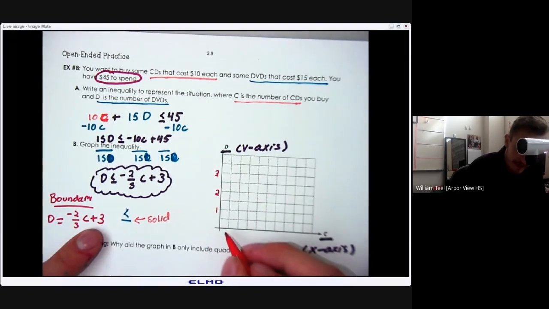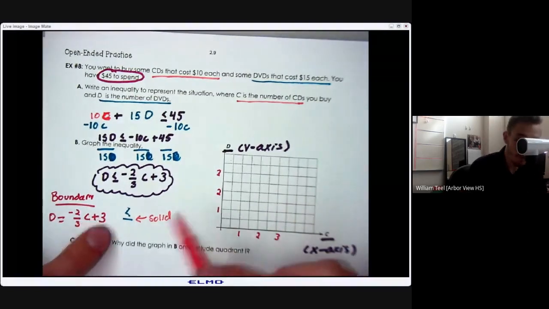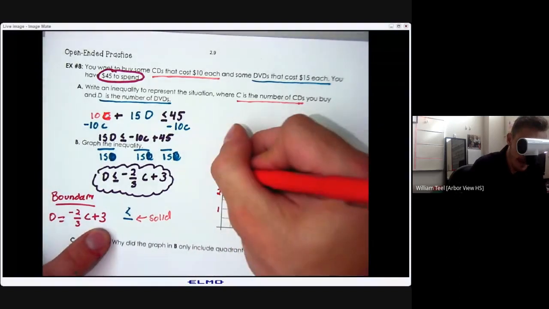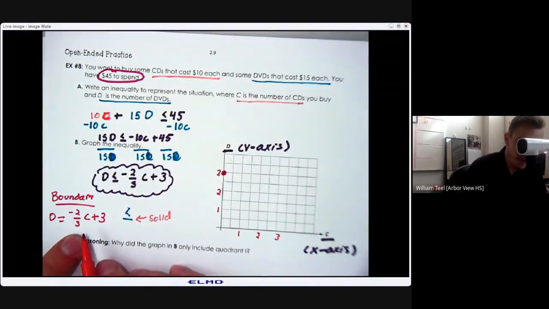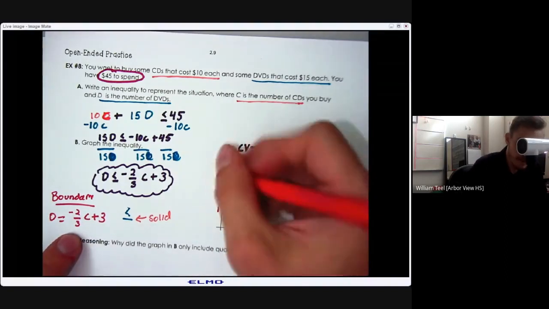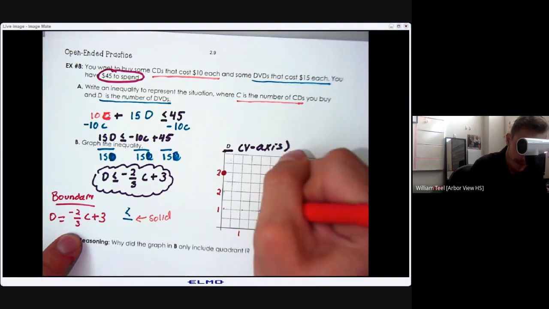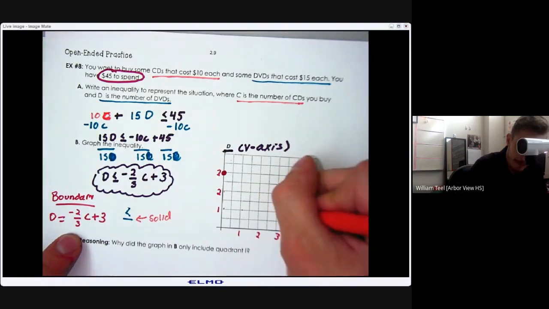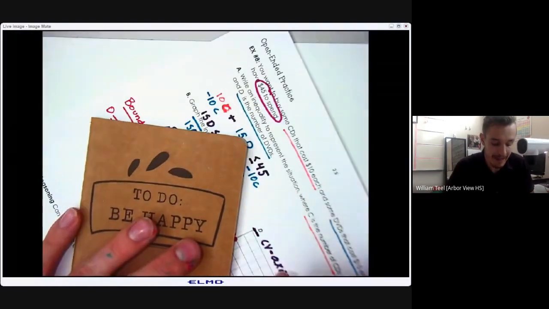And then same thing on the other side. This is 1, this is 2, this is 3, just because we have a lot of room to work with. So when we go up to 3 here, I'm going to put a point. And then I'm going to use my slope to go down 2 and to the right 3. So I'm going to go down 1, 2, to the right 1, 2, 3. Okay, so this is going to be my new point, and I'm going to connect those with a straight line because I am allowed to with my inequality.